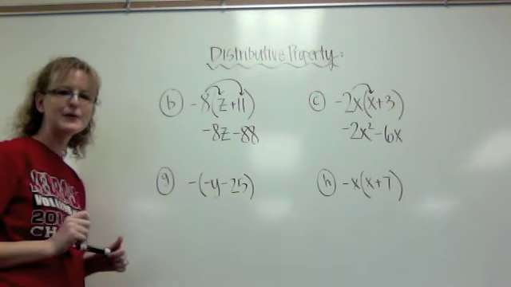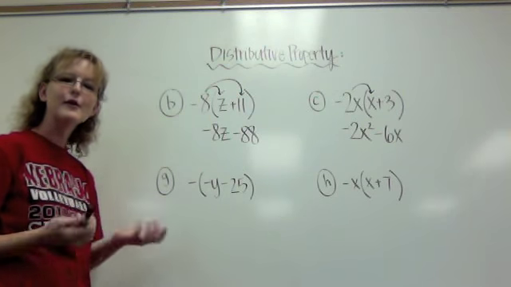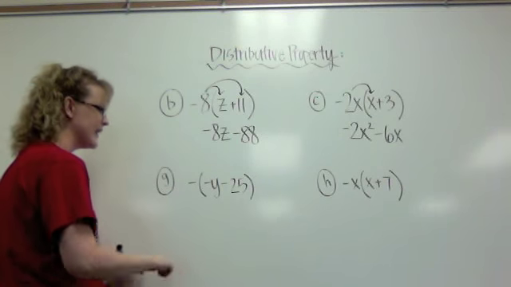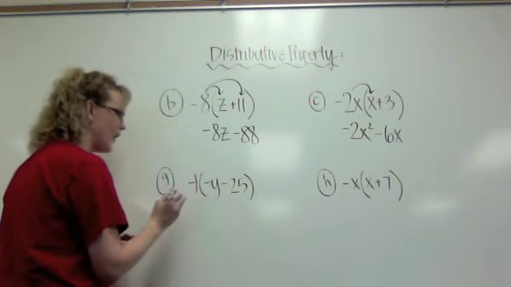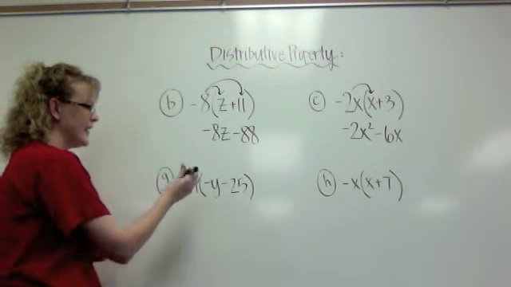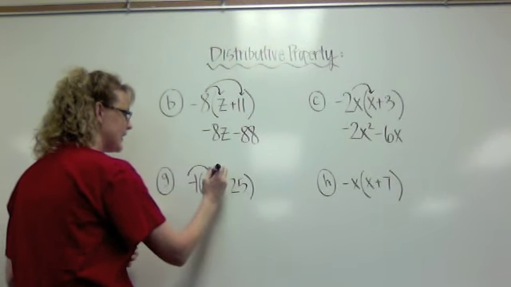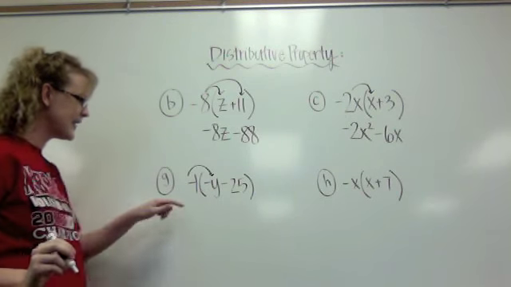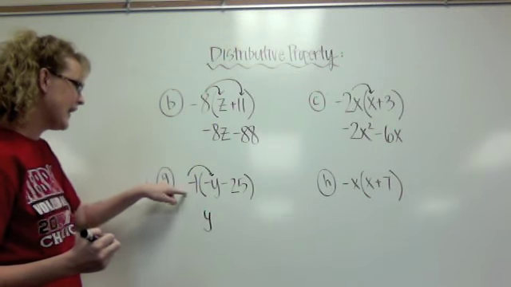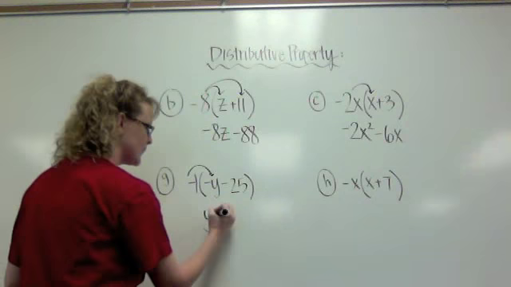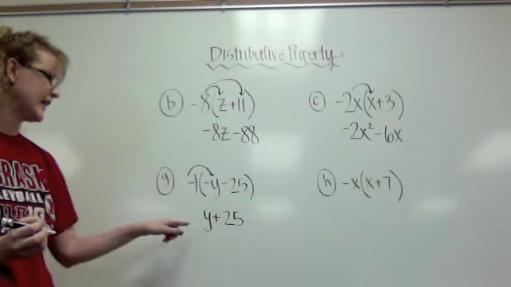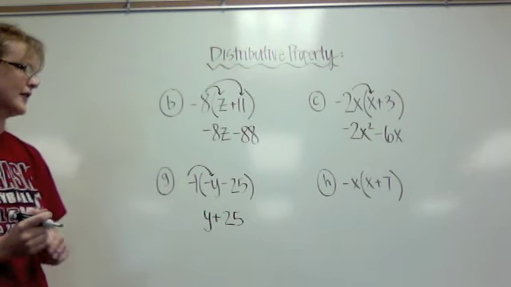Example G has a lonely negative out in front. You will remember from our discussion so far this year that that lonely negative is really a -1. Okay, so the thing that's being distributed is that -1. So I'm going to take a negative times a negative. When I take this negative times a negative, that will turn into a positive y, and then -1 times the -25 turns into a positive 25. I get y plus 25 for my solution.